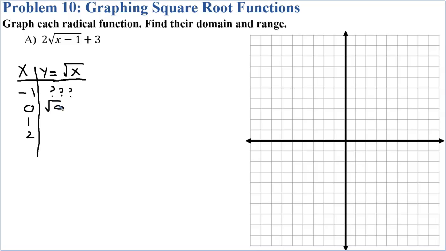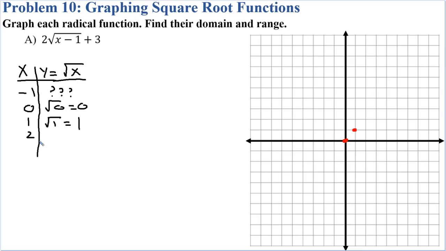0, the square root of 0 is just a 0. So our parent function here is going to have a point at 0, 0. Now I can also do the square root of 1, which is just a 1. So we'll also start off with a point at 1, 1.